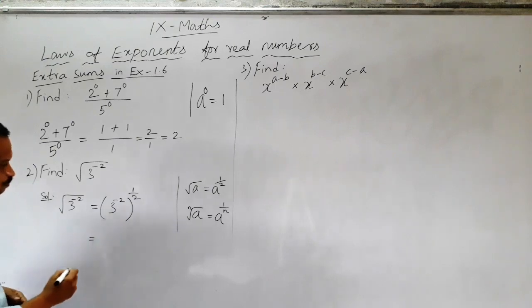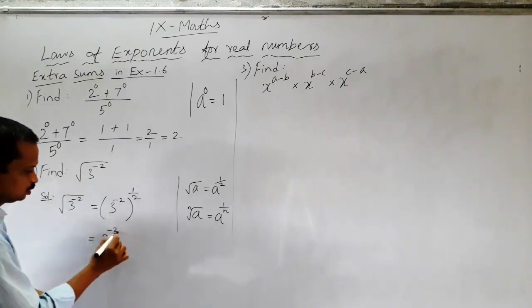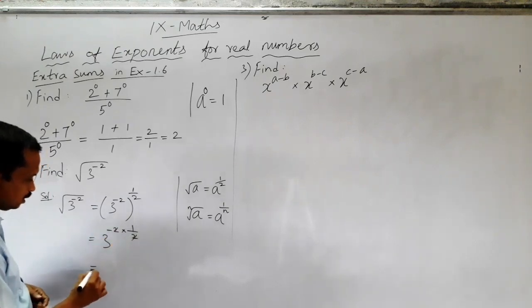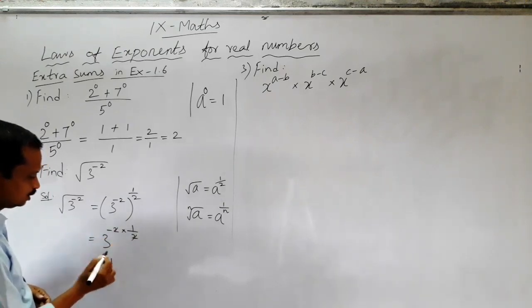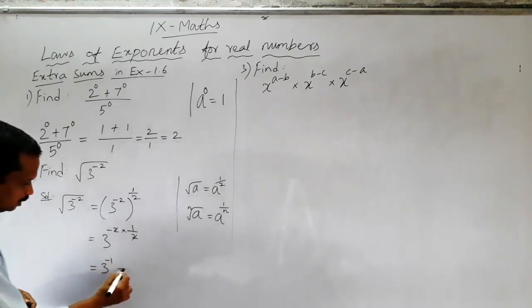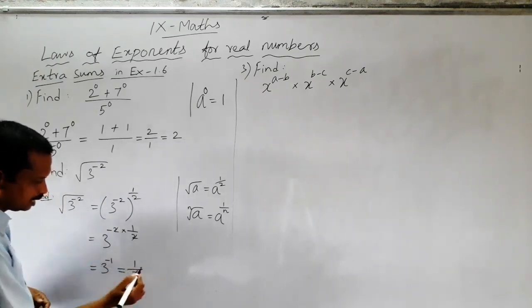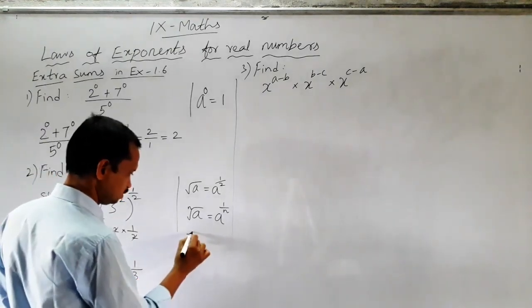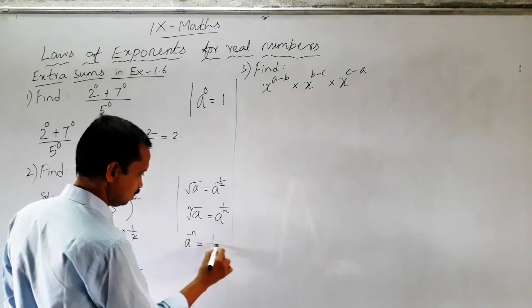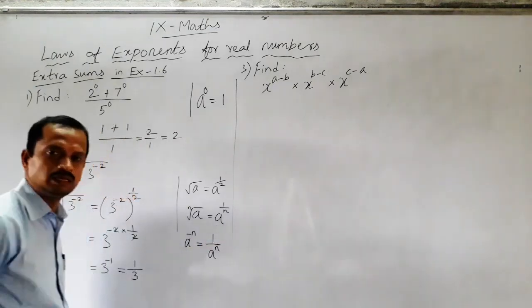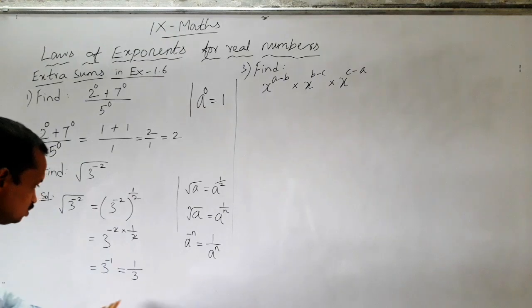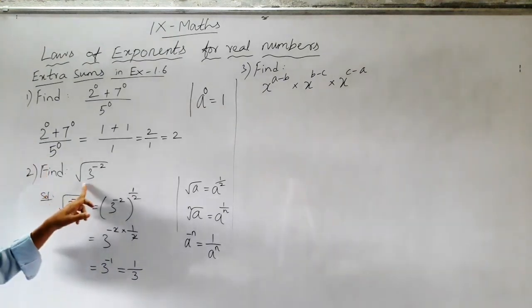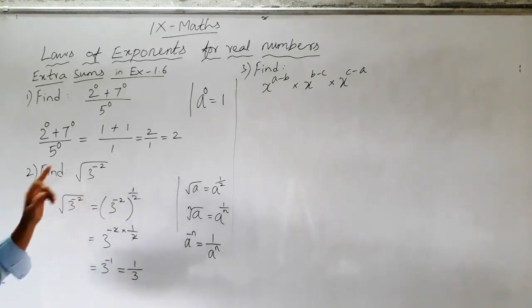So now 3 to the power minus 2 into 1 by 2, and you can cancel 2 and you will get 3 power minus 1. So 3 power minus 1 means easily you can write as 1 by 3. That we know, a power minus n is equal to 1 by a to the power n. So applying this, we can write 3 power minus 1 as 1 by 3, the final solution for this root of 3 power minus 2.